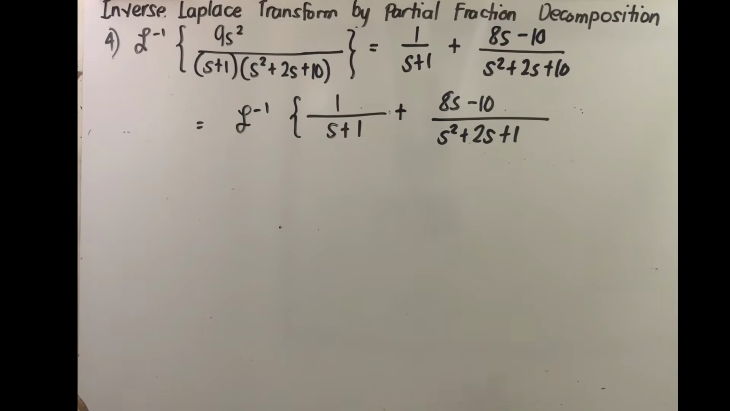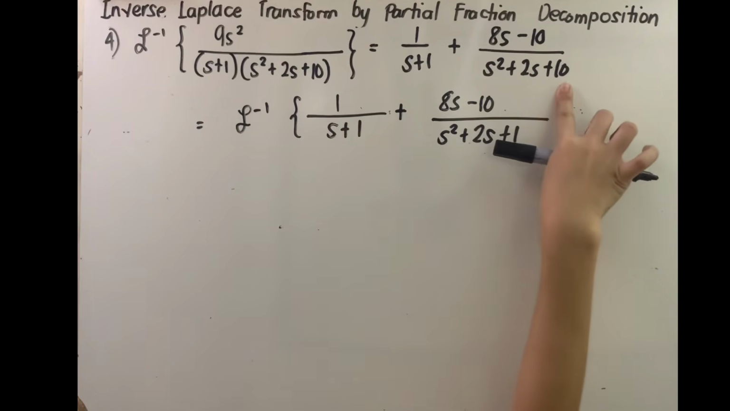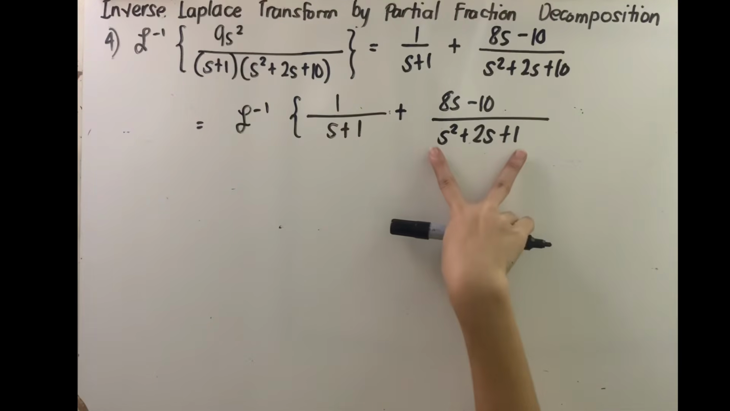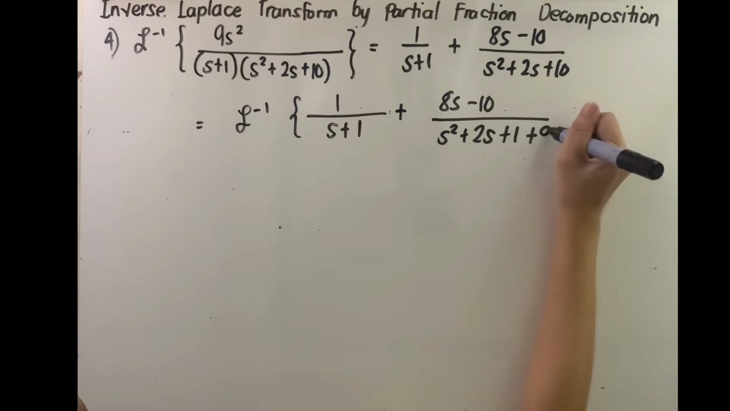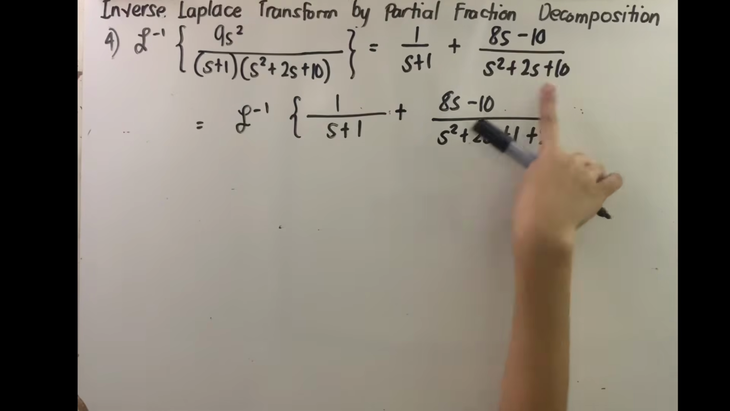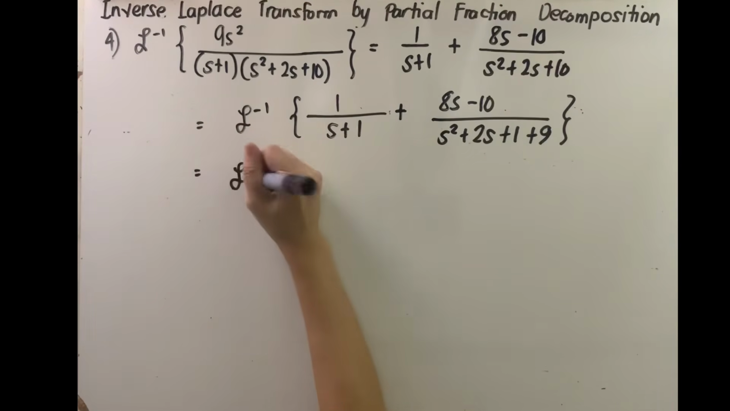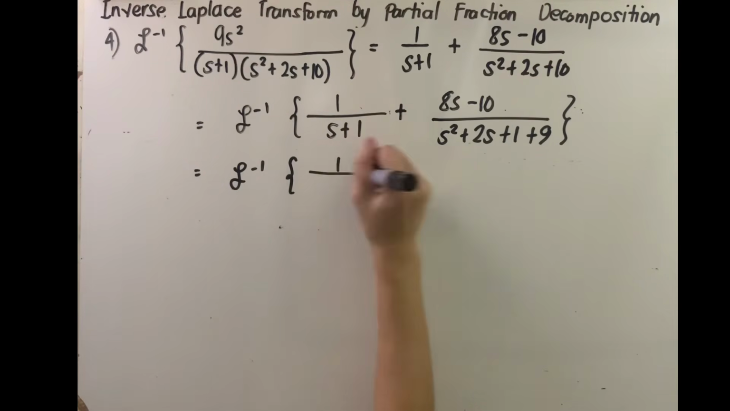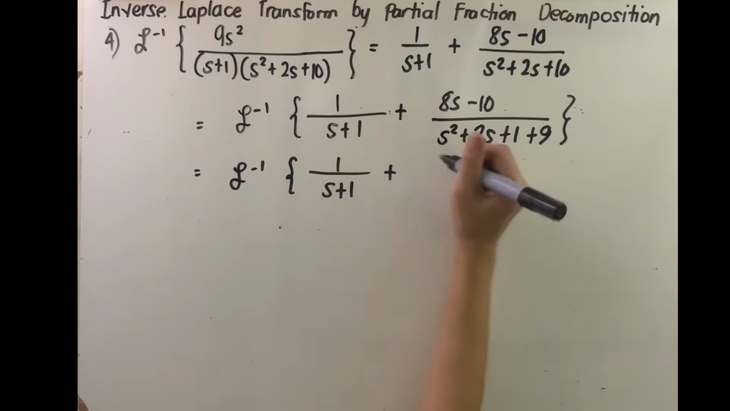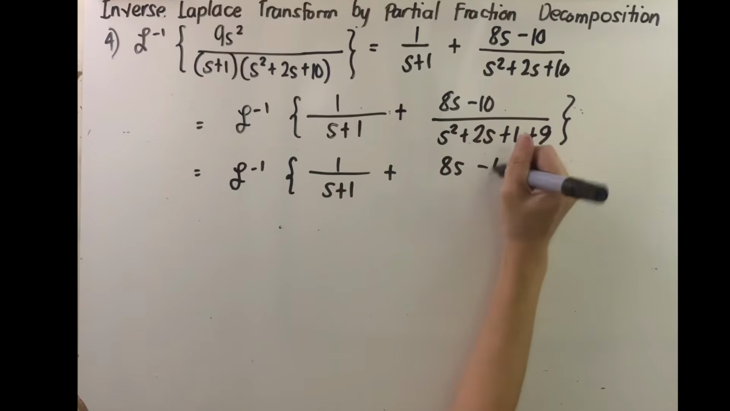Kaso, ang given ay s squared plus 2s plus 10. So, what I'm going to do is, to complete the given, I have to add 9 in the denominator para maging 1 plus 9, 10 pa rin siya. Okay. Afterwards, this will be equivalent to the inverse Laplace transform of 1 all over s plus 1 plus 8s minus 10.